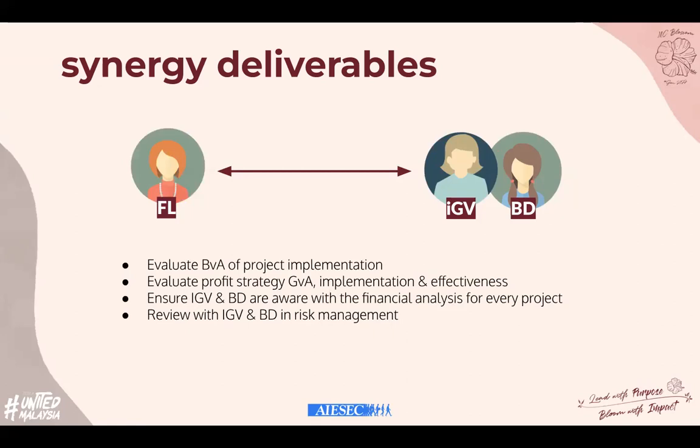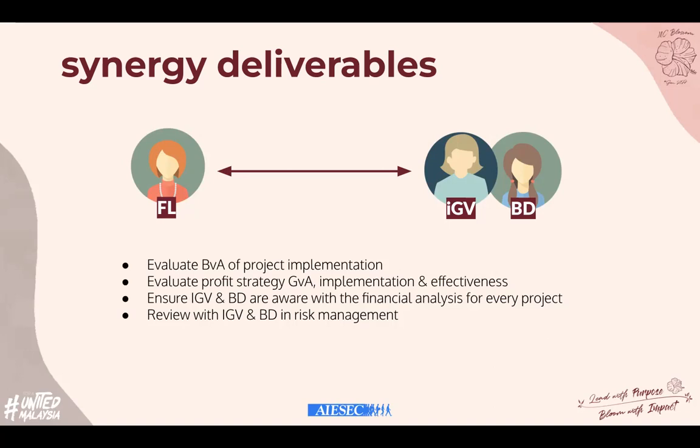Moving on, for FL, what you need to synergize with IGV and BD is to evaluate the budget versus actual on the project implementation plan: have we achieved the revenue goals or not, and have we exceeded the actual budget for expenses or not. Also evaluate the profit strategy, because it is very important. You don't just blindly execute the profit strategy; is it really effective in supporting your project operation costs, and does it actually bring any profit when we spend a lot of effort executing it, right?